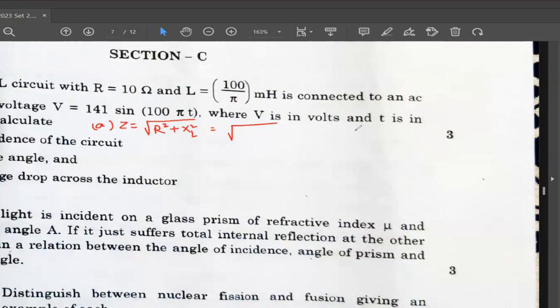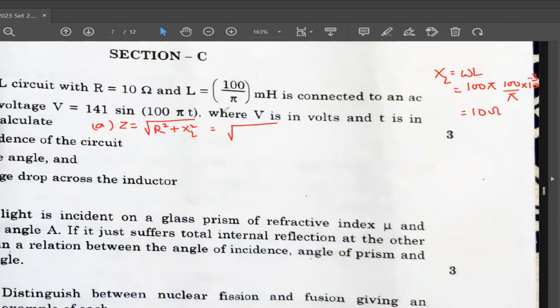Okay, so first let's find out XL. XL is equal to omega into L. Comparing with this equation, V is equal to V naught sin omega t, omega is 100 pi. And L is given over here as 100 upon pi, but this is in millihenry. So in order to convert it into Henry, 10 raised to the power minus 3. So you get it to be 10 ohms.